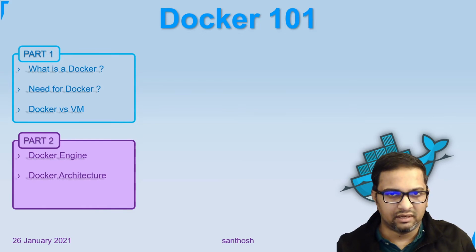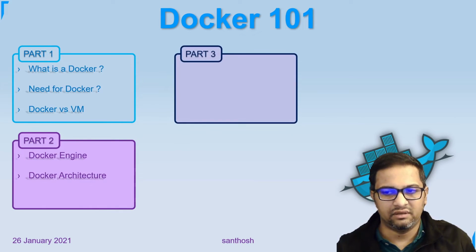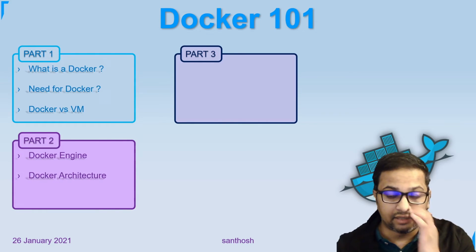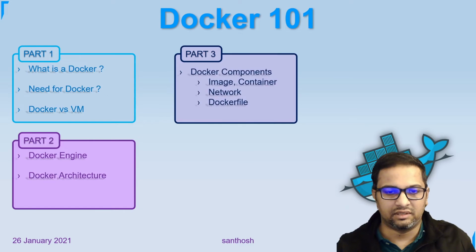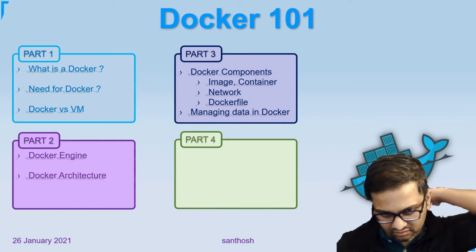And with this in mind, we move on to part 3 of this tutorial series. In part 3, we'll be taking another deep dive into the Docker components such as image, container, network, and Dockerfile. And in this part, I'll also be showing you how to handle the data in the Docker world. And until now, we have seen the theory part.